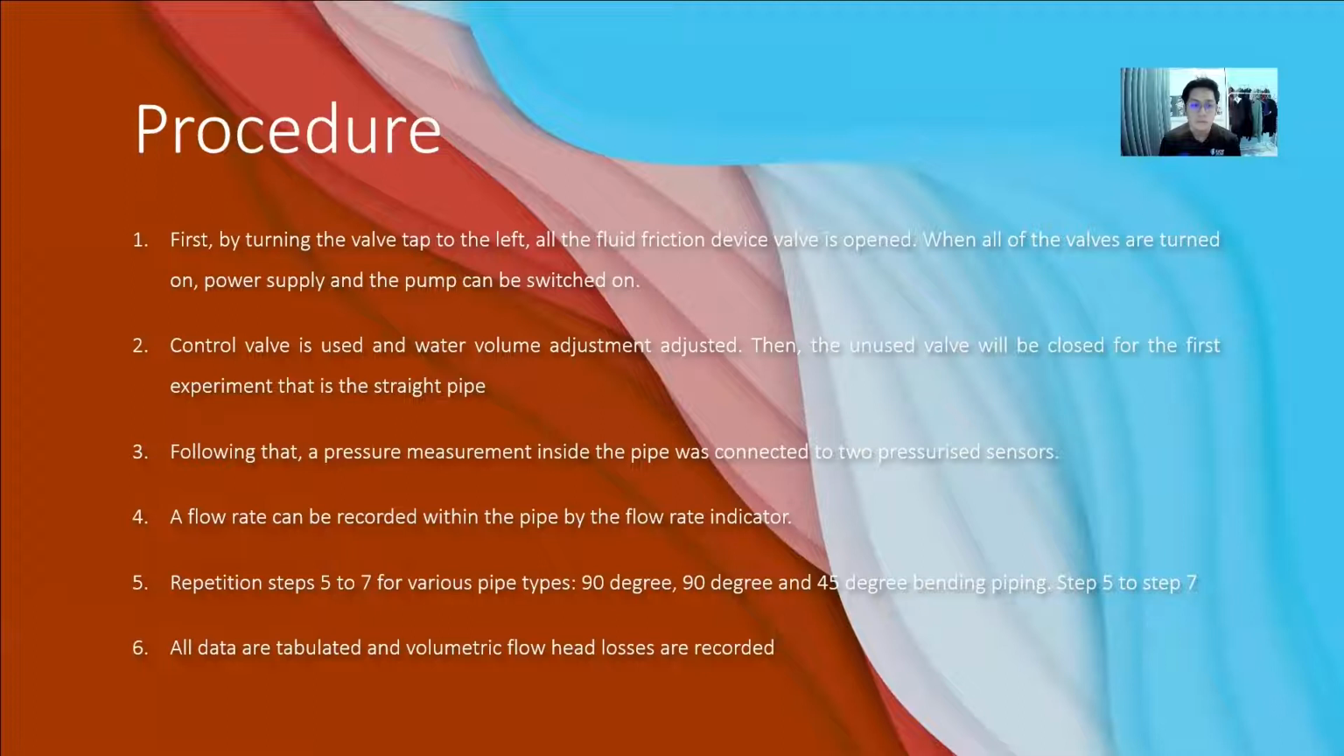Third, following that, the pressure measurement inside the pipe is connected to two pressure sensors. Fourth, the flow rate can be recorded within the pipe by the flow rate indicator. Step 5, repeat steps 1 to 4 for various pipe types, 90 degree and 45-degree bending piping. And the last step, all data are tabulated and volumetric flow and head loss are recorded.